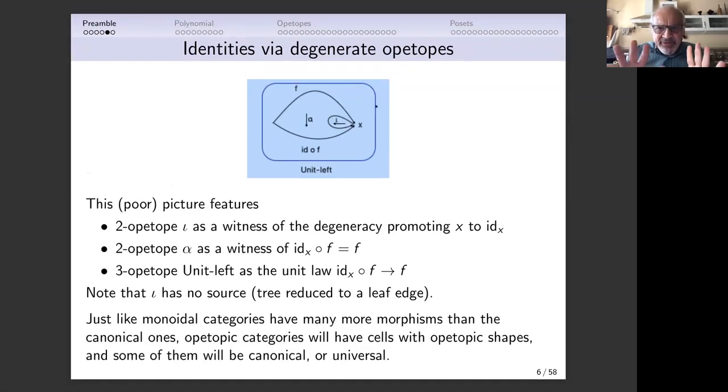So what I have done here is not all of what we will do in an opetopic category. It's very similar to the discussion of monoidal categories or bicategories, where we have some canonical morphisms, the associativities and so on, but you have many more morphisms. What I have shown you here are only canonical morphisms, but we want to have morphisms having these shapes, which are not necessarily canonical. And that's what opetopic categories would be about if I was going to speak more about them.